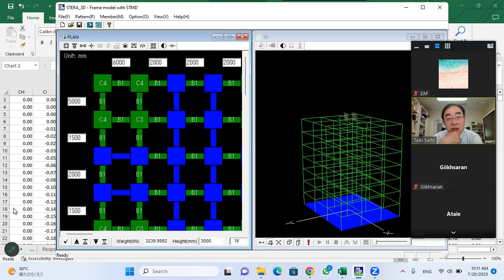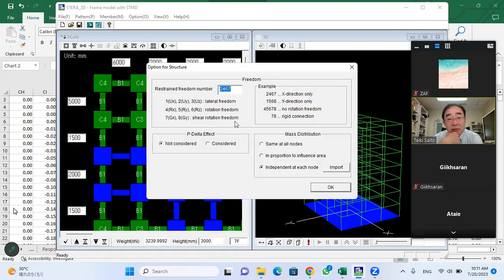Could you click option structure here? How about the freedom? 2, 4. Okay, only X direction. Yes, sensei. Only X direction.